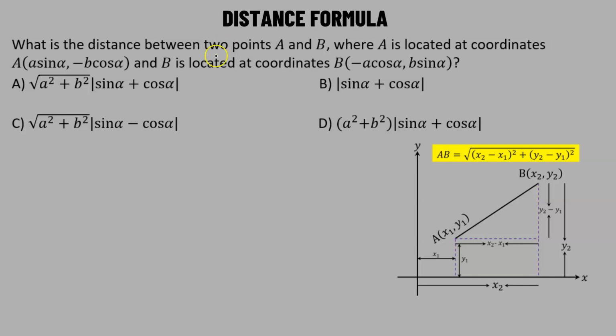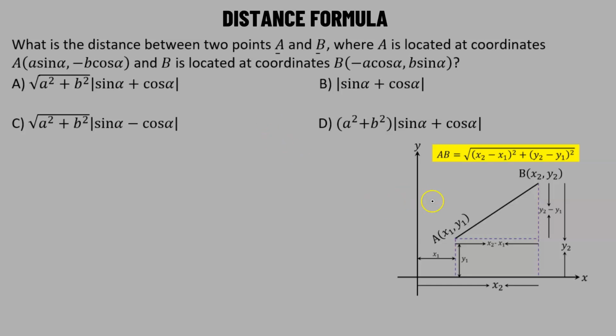So here we need to find out the distance between 2 points, point A and point B. Now the coordinates of the point A and B are given. So A has the coordinate a sine alpha, comma, negative b cosine alpha, and B has the coordinate negative a cosine alpha and b sine alpha. So let's try to find out the distance between the 2 points.